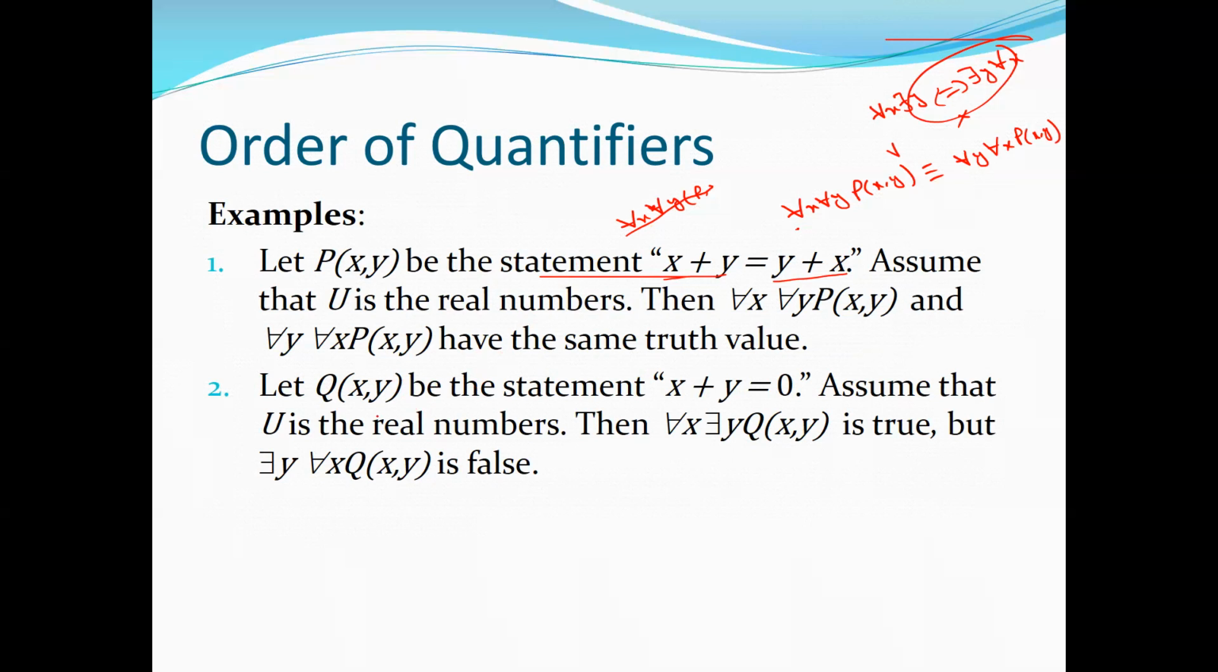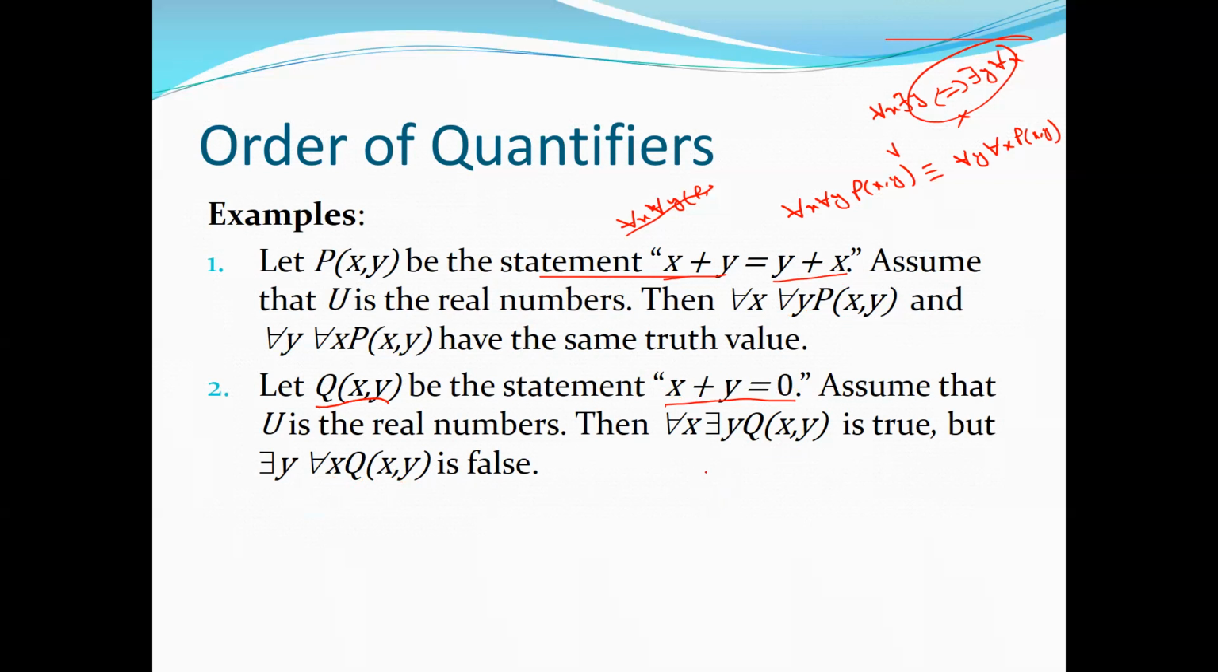But now in the second example, let Q of x comma y be the statement such that x plus y is equal to 0. Remember from the last slide, it's basically regarding the inverse. Assume that U is the real numbers, then for all x there exists some y, Q of x comma y is true, but there exists some y for all x is false. You can easily see that now the values are different. This is not any such law.